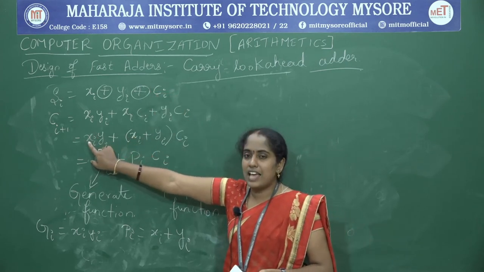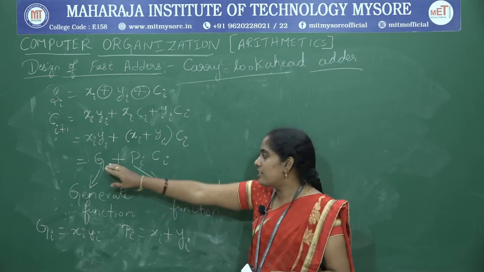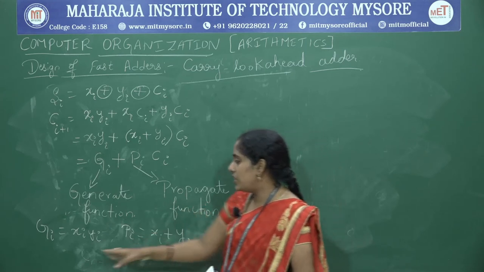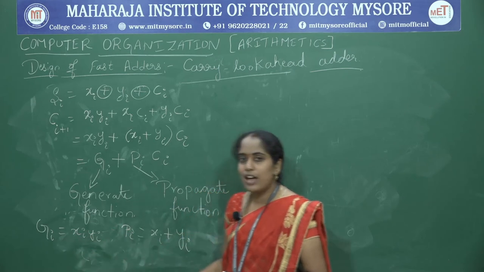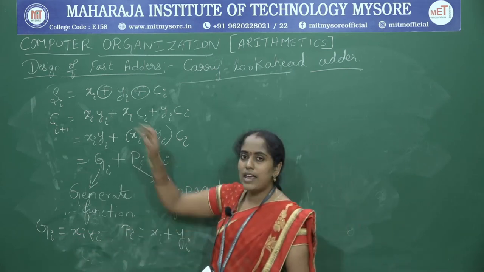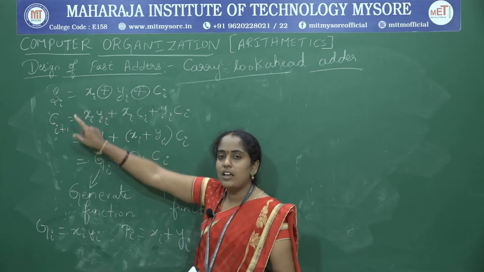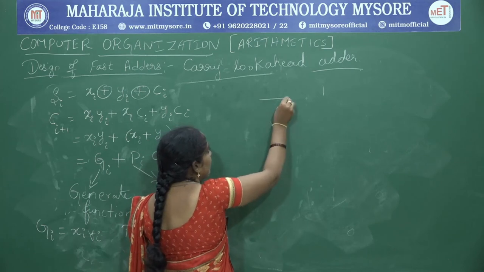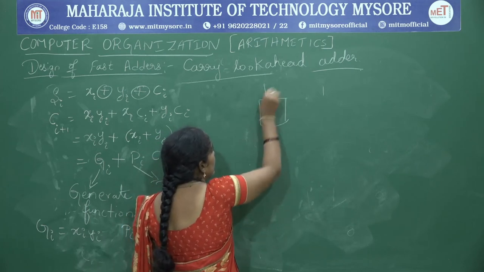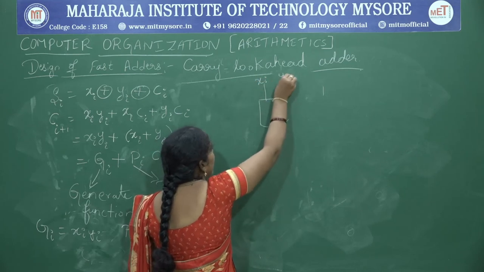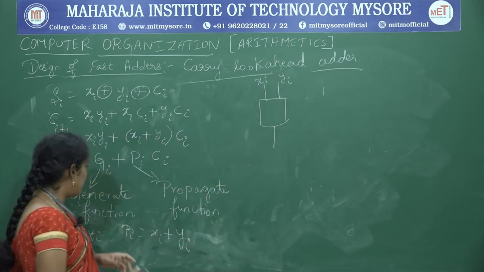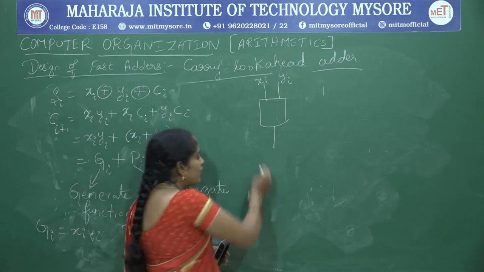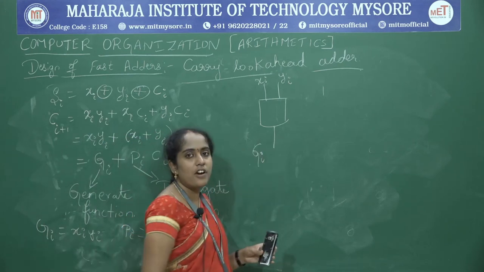So, we rewrite this carry function as Gi plus Pi Ci. Here Gi is the generate function and Pi is the propagate function. So for this we need one AND gate for Gi, one OR gate for Pi and one XOR gate for Si. Now write the logical diagram for this. Say for example, we have X and Y values, Xi, Yi. By using this AND gate, you can generate the Gi function.